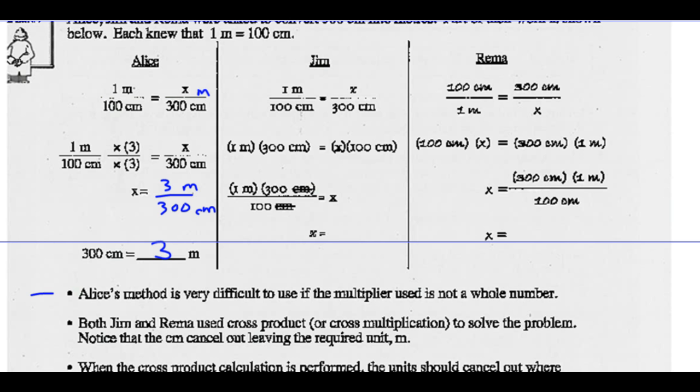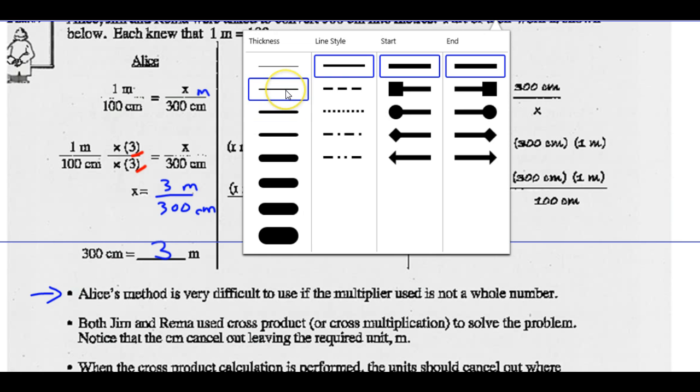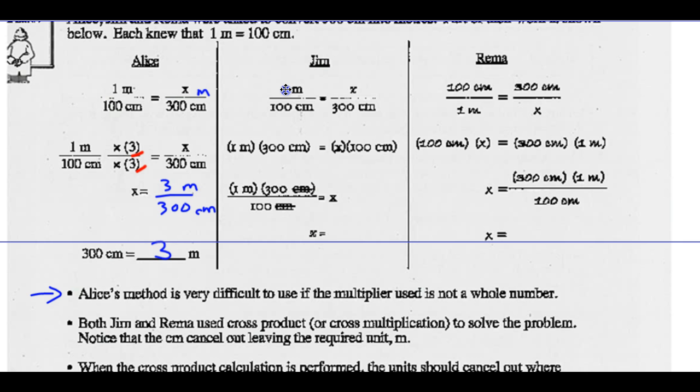However, like it says here, Alice's method is very difficult to use if the multiplier used is not a whole number. In other words, right here, we're able to multiply top and bottom by 3. We won't always have a nice, easy multiplier like 3. So Alice's method is difficult if we haven't got an easy multiplier.